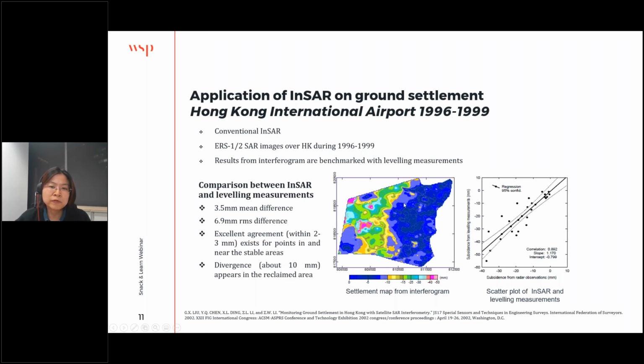They compare with the published data in Hong Kong airport from 1996 to 1999. So far, their comparison using the conventional InSAR gives us a very good result: a 3.5 mm difference between the InSAR-processed measurements and the leveling measurements.